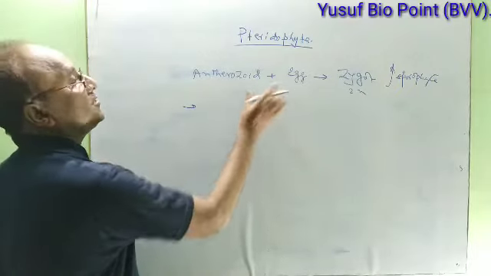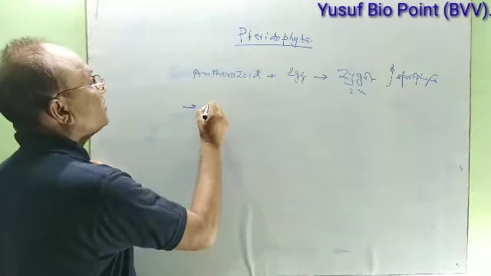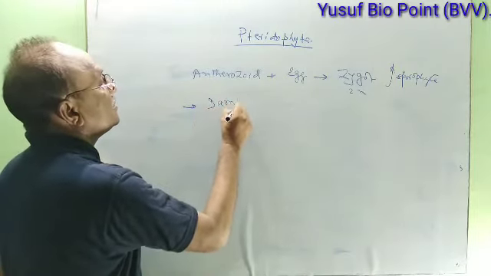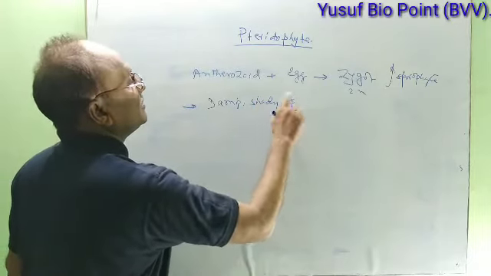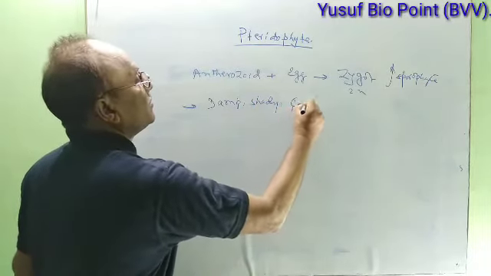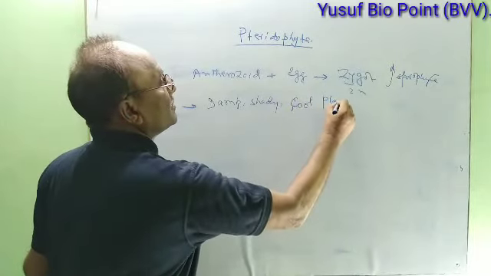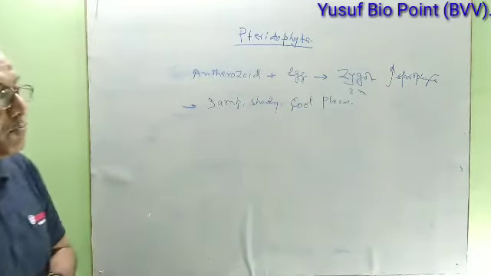So it is found, because water is needed, on damp, sandy, cool places. ये उस जगह पर पाया जाता है.